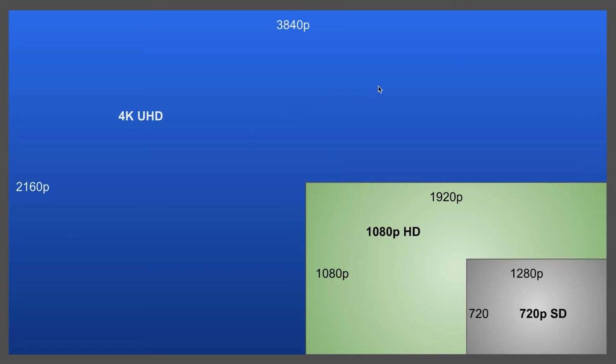Now you can see the big difference in size, and actually it is twice the size. If you multiply 1920, you will get 3840. And also if you multiply 1080, you will get 2160. So 4K is actually twice the size of 1080p.